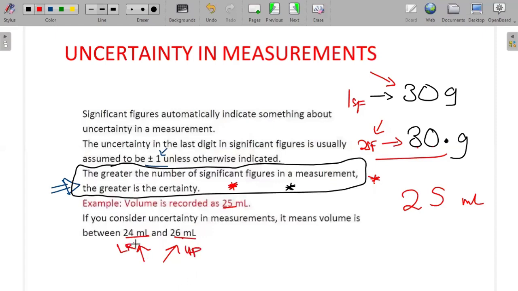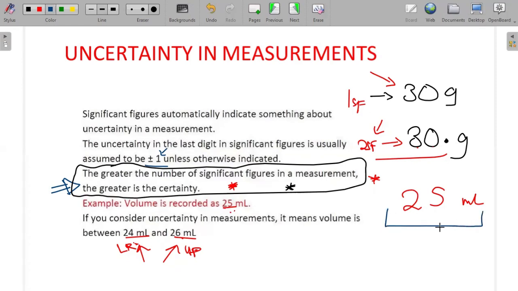To get the lower reading and the upper reading, we first have to identify the uncertain digit here. Then, based on the position of the uncertain digit, we are going to find our uncertainty. To find the lower reading, we say the given reading minus the uncertainty. To find the upper reading, we say the given reading plus the uncertainty. So let's do it together.